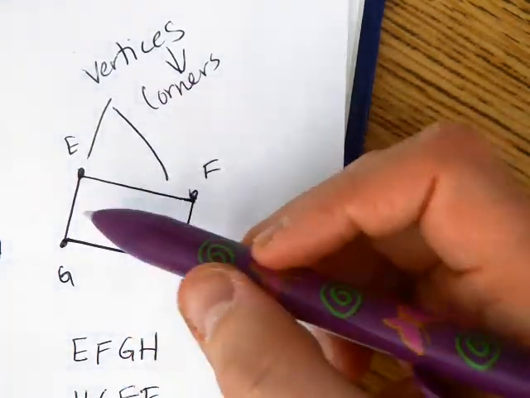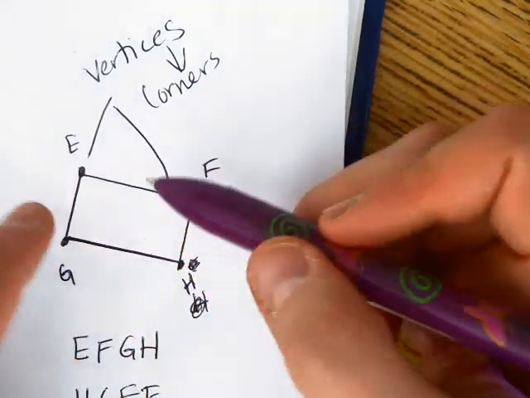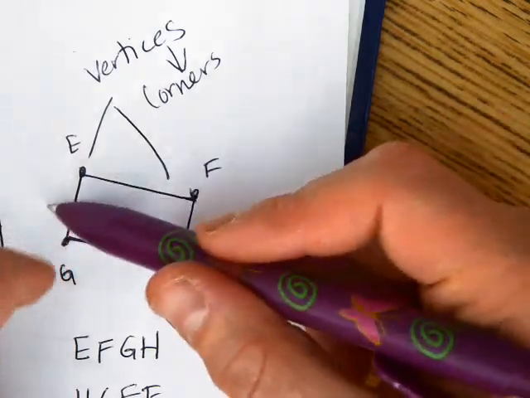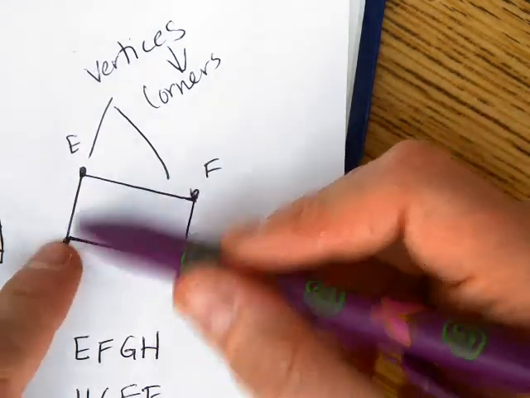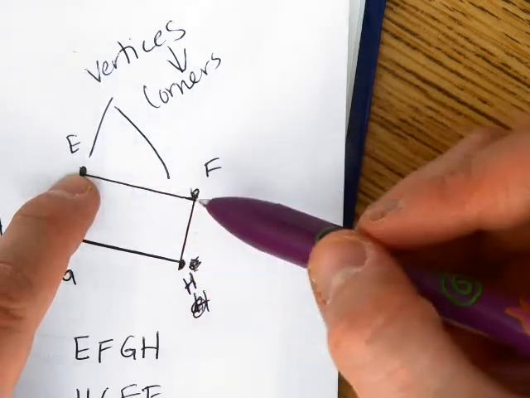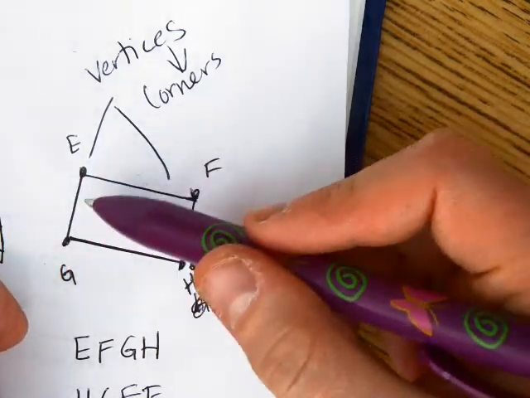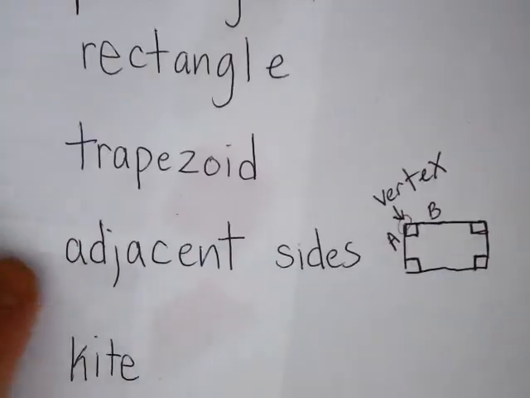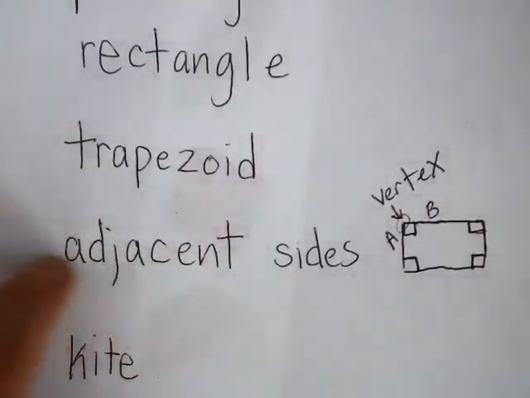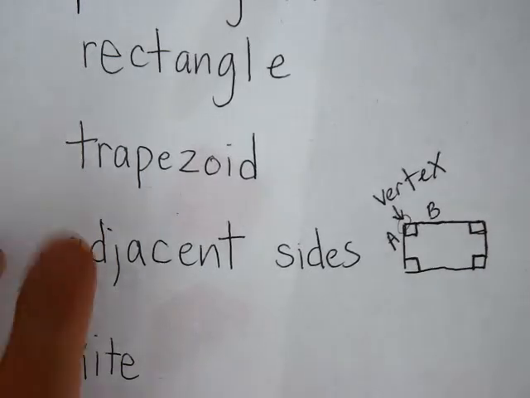So if I ask which sides are adjacent, I want the student to be able to tell me, well, this side and this side are adjacent. Or side GE is adjacent to side EF. Just talking about adjacent, adjacent meaning the side next to it.